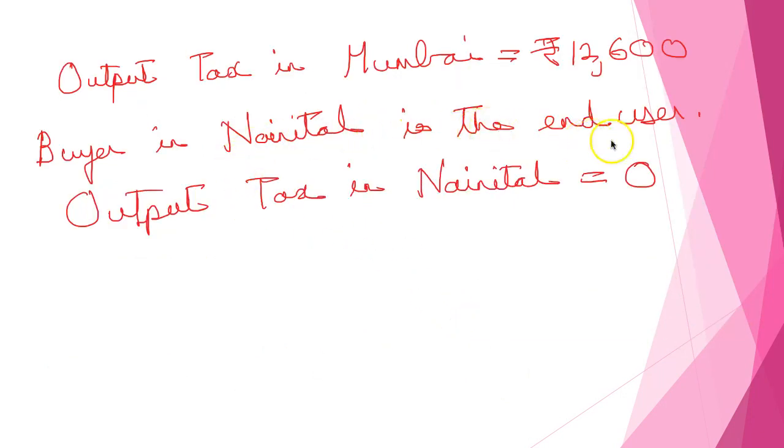Buyer in Nainital is the end user. So output tax in Nainital is 0.